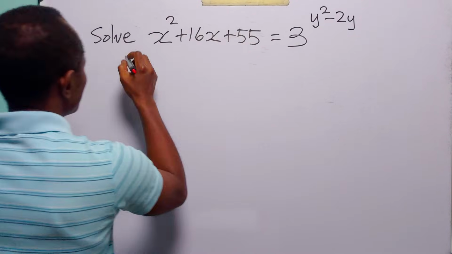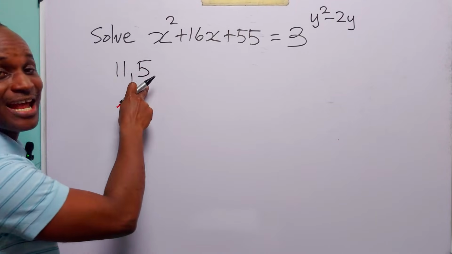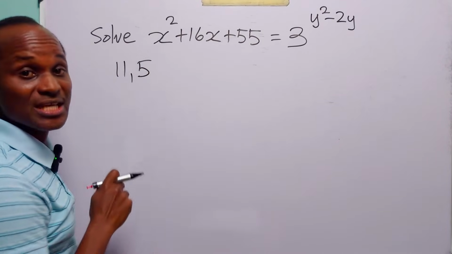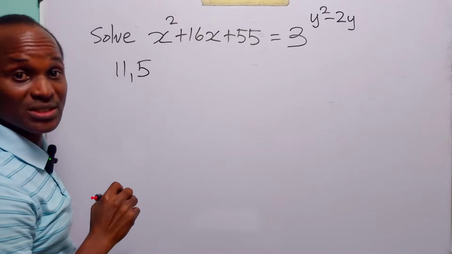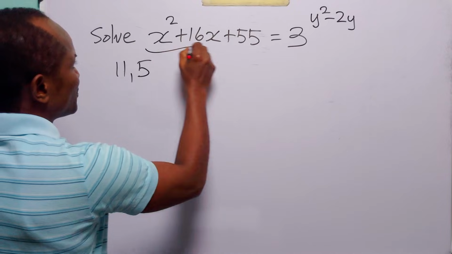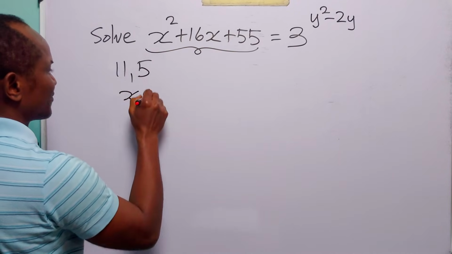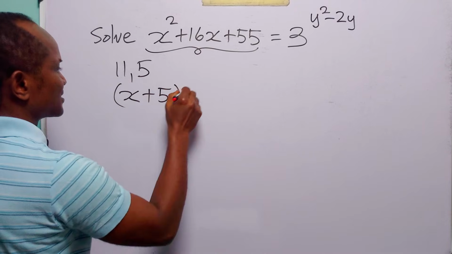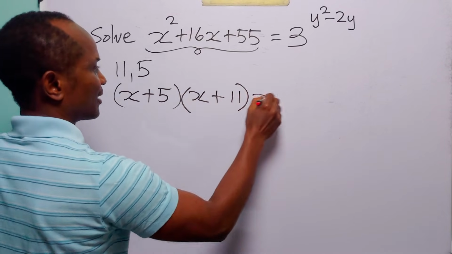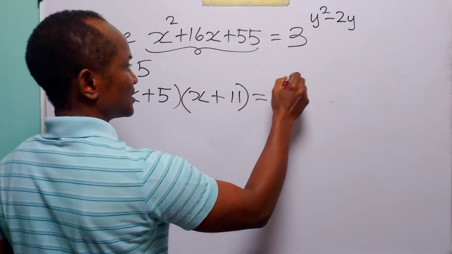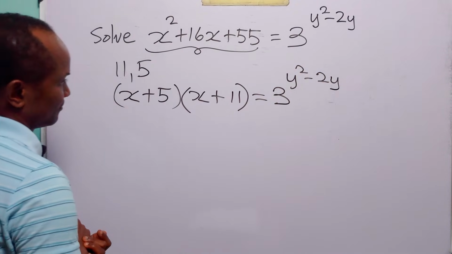And of course, those are going to be 11 and 5, because we know that 11 times 5 is going to give us 55, while 11 plus 5 is going to give us 16. So when we factorize this quadratic expression, we have x plus 5 multiplied by x plus 11. And of course, this is equal to 3 to the power y squared minus 2y.